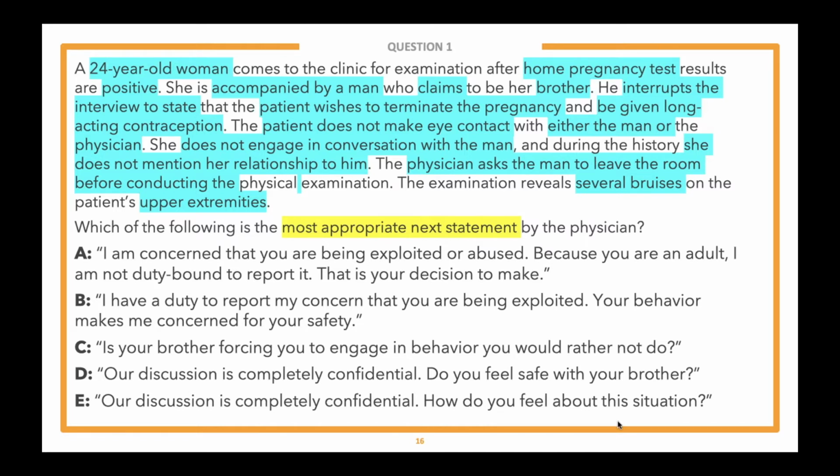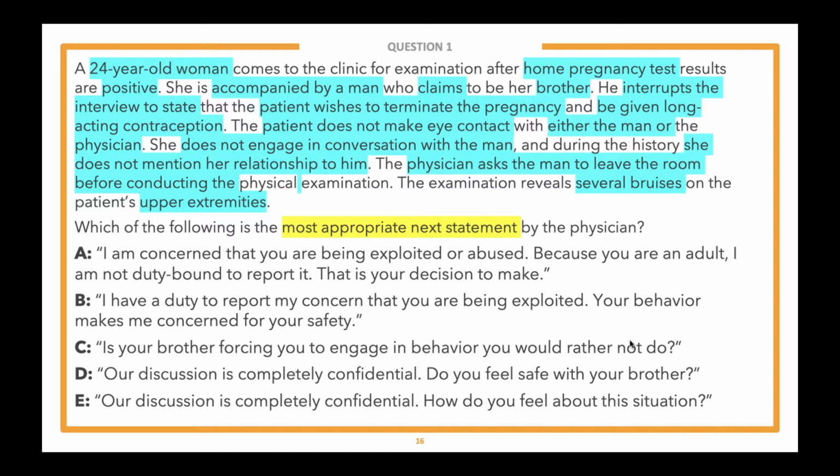Answer choice C. Is your brother forcing you to engage in behavior you would rather not do? Answer choice B. I have a duty to report my concern that you are being exploited. Your behavior makes me concerned for your safety. Answer choice A. I'm concerned that you are being exploited or abused. Because you are an adult, I'm not duty-bound to report it. That is your decision to make.